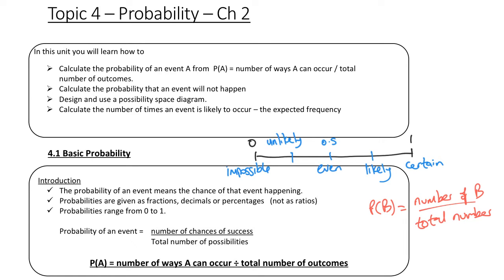Now what we said was that the range of probabilities lies between 0 and 1, and we can give these as fractions, decimals, or percentages because they are all interchangeable. But I suppose decimals or fractions are the most common. So let's look at the examples.